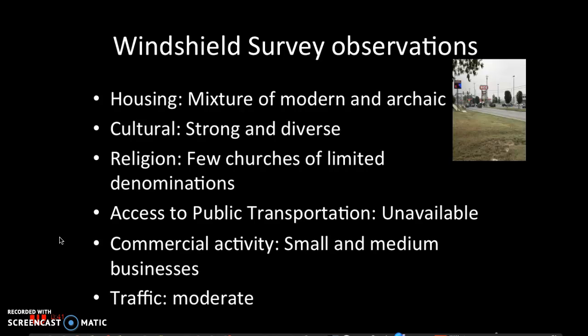Transportation was non-existent. There's no access to public transportation, and most people commute using private means of transportation. Traffic is usually moderate due to the large presence of the oil industry and migrant workers, and commercial activity was small and medium businesses.